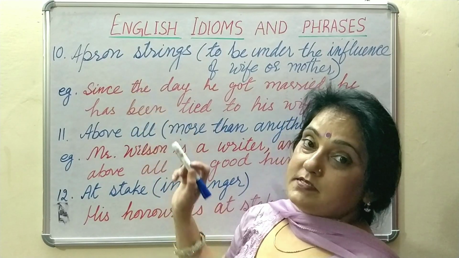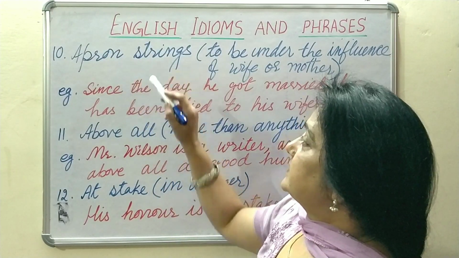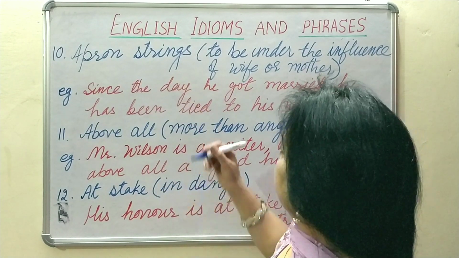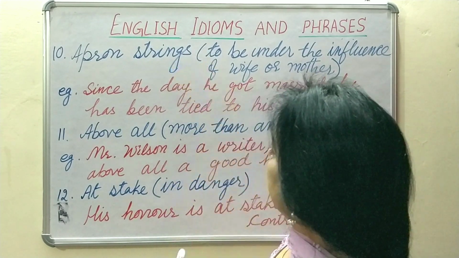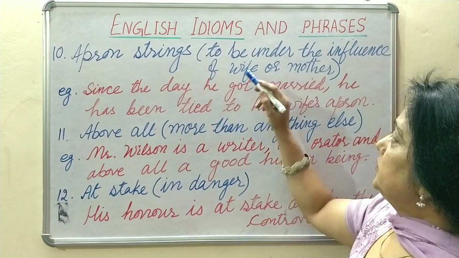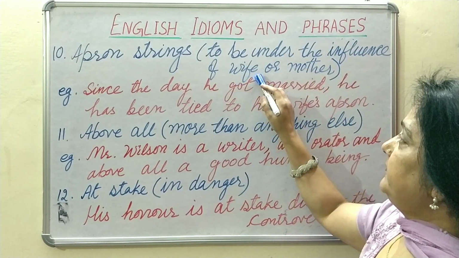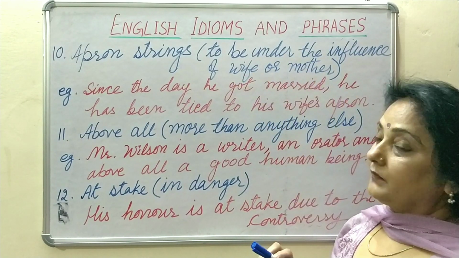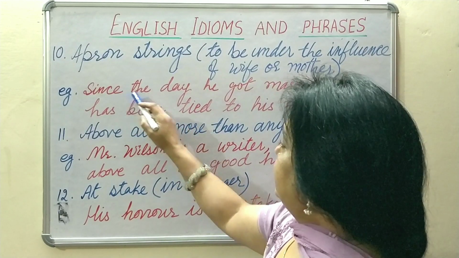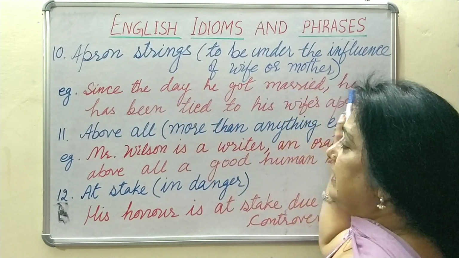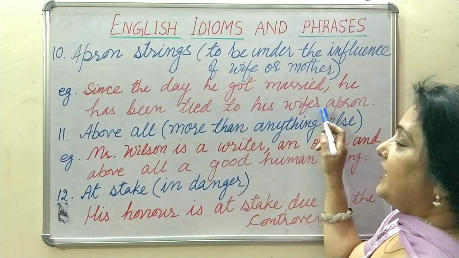Next is very interesting, apron strings, which means to be under the influence of wife or mother. Since the day he got married, he has been tied to his wife's apron strings.